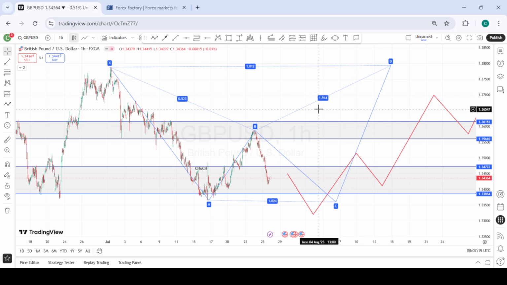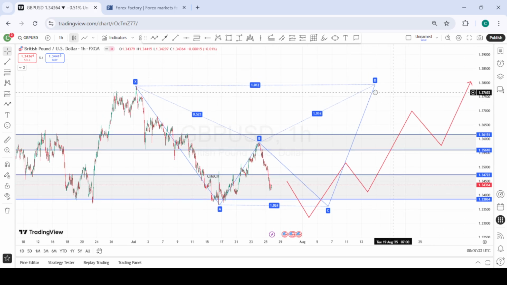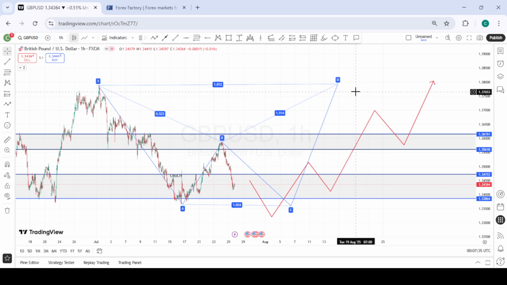pay attention to it. It might just break this zone and fake us out, and then break back above and continue to the upside and follow the trend just as EURUSD is expected to do. So let's allow the market to do its own thing, then we react to what the market delivers or gives to us.